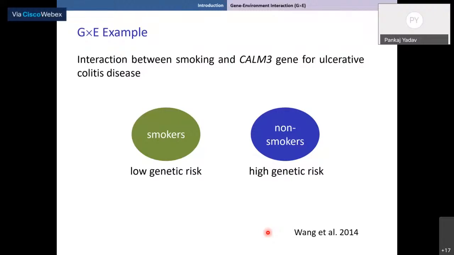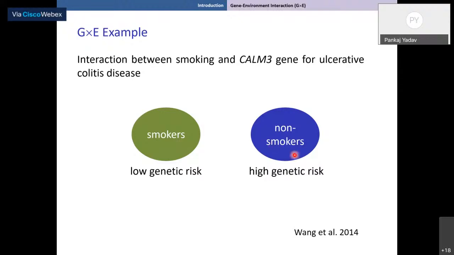So I give you one example, from a few years back. They identified a gene-environment interaction in ulcerative colitis disease. What they found is an interaction between smoking and a gene called CALM3, which has been associated with ulcerative colitis disease. And in their studies, they have two groups, smokers and non-smoker groups.